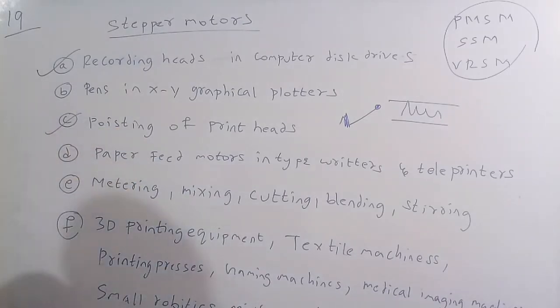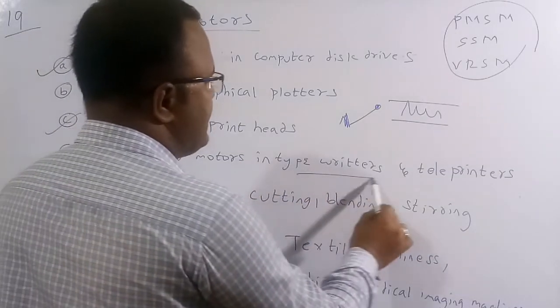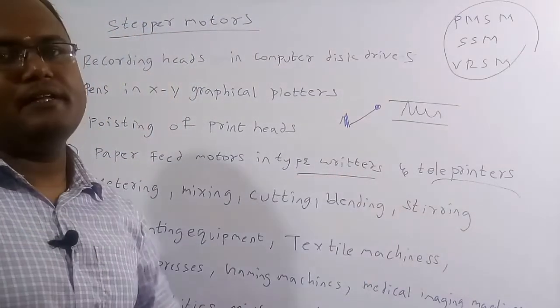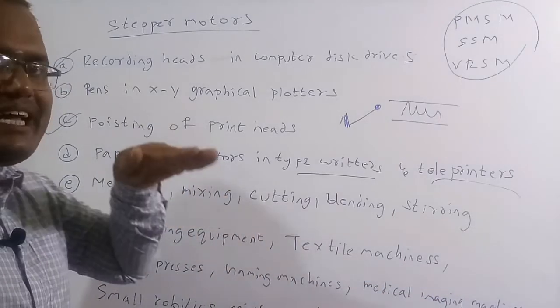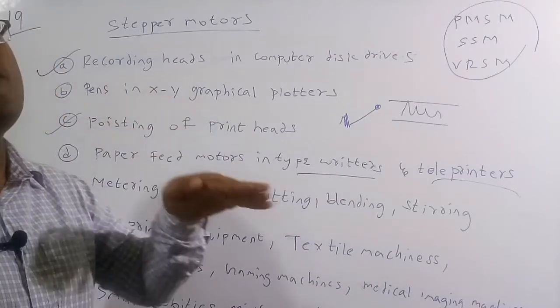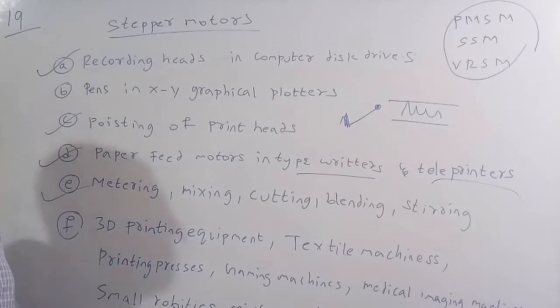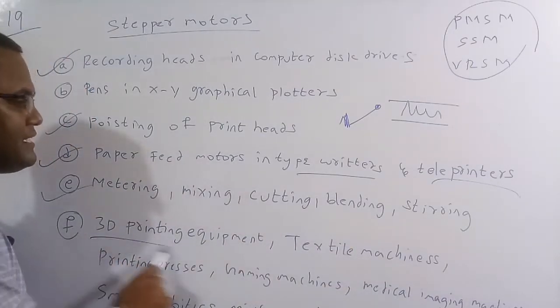The position of the printers is also accurately controlled with the help of stepper motors, and also paper feed motors in typewriters and teleprinters, where you have to constantly feed the paper into them. The rate of motion of the paper in the typewriters and printers is controlled with the help of the stepper motors. It is also used in metering, mixing, cutting, blending and stirring. These are the different applications. And also it is used in 3D printing equipment.